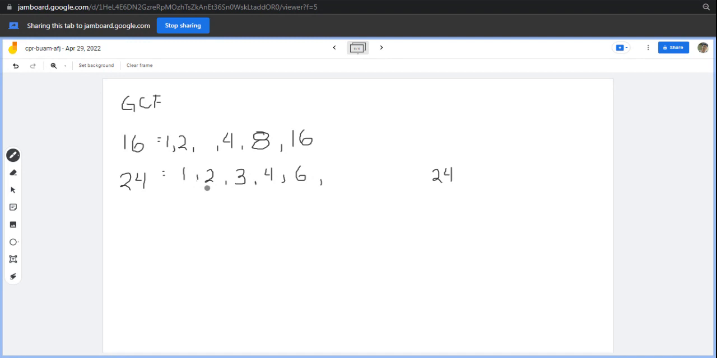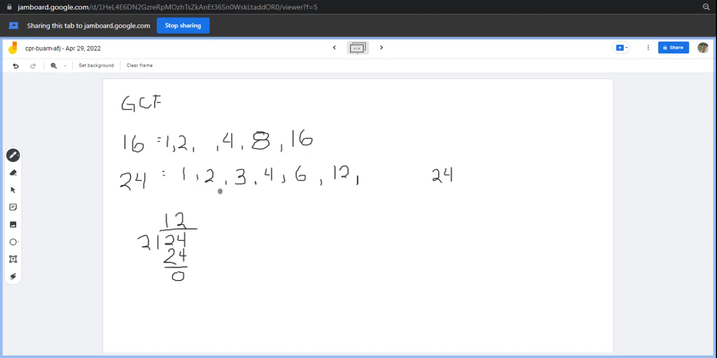Ganito. Ang 2 factor siya ni 24. So, try nyong i-divide si 24 kay 2. 24 divided by 2, 12 times 2. Okay, this is 12. So, 24 na to. So, it means 12 is a factor of 24.